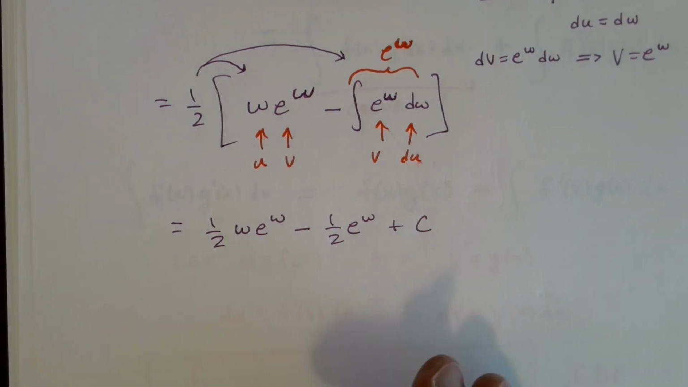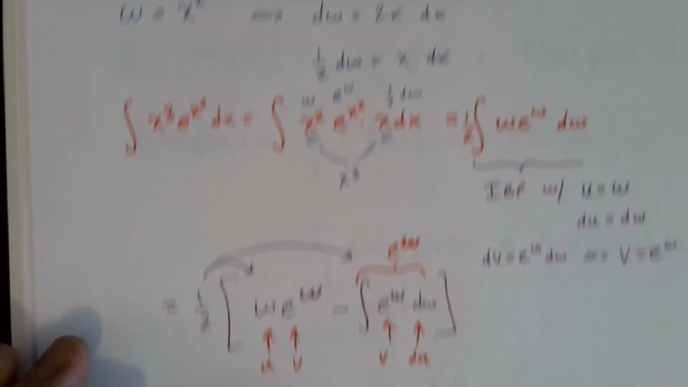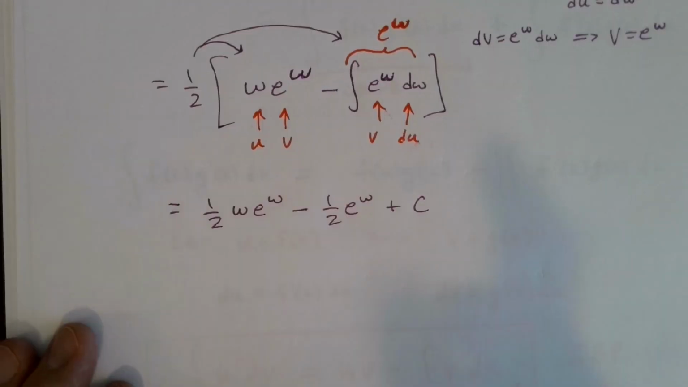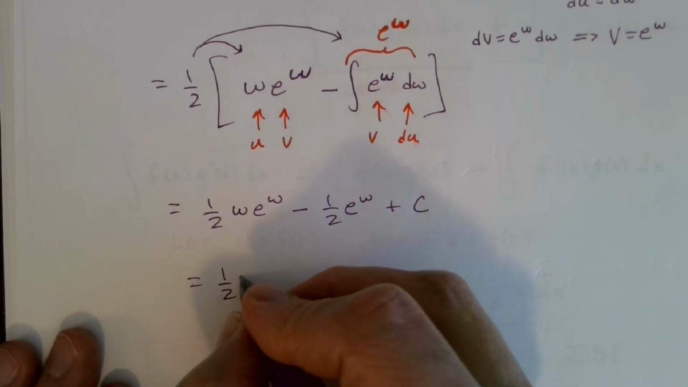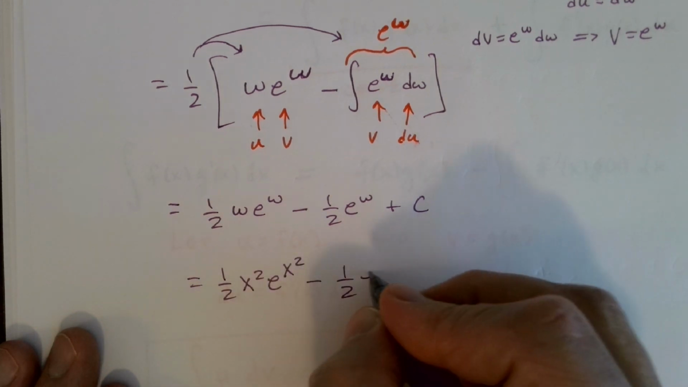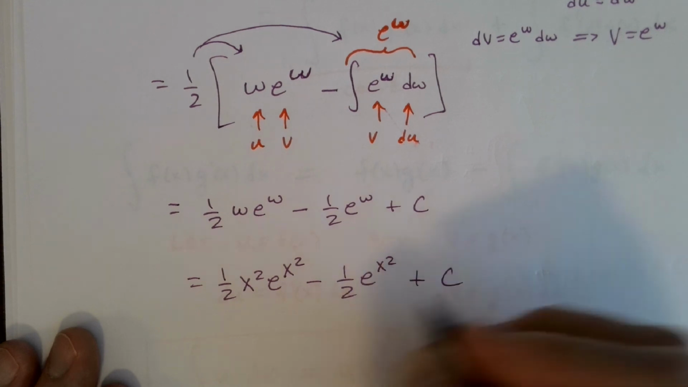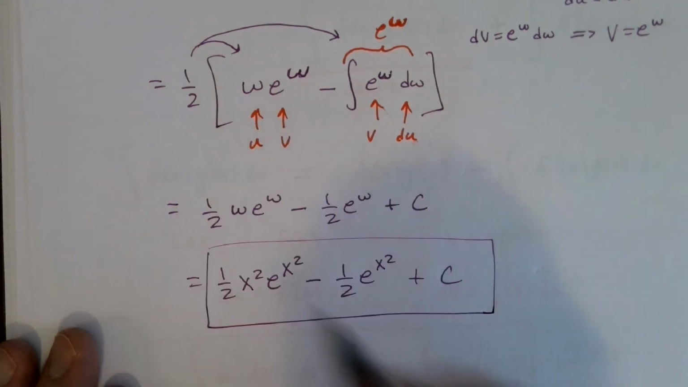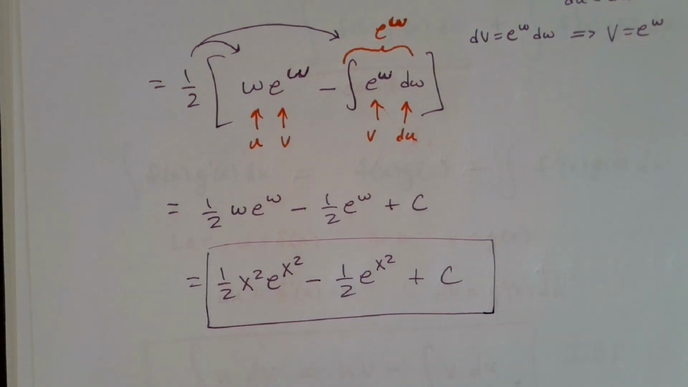But our original integral was in terms of x. That's no problem. I just replaced w with x squared, and I get 1/2 x squared e to the x squared minus 1/2 e to the x squared plus c. And there's my antiderivative. So again, we're going to be learning how to combine these different methods. A lot of times we'll be using multiple methods to find our antiderivative.